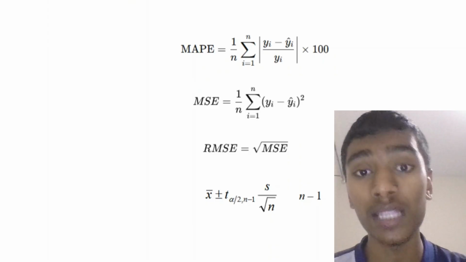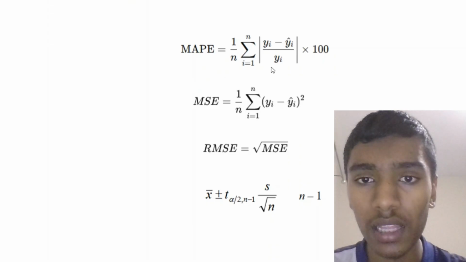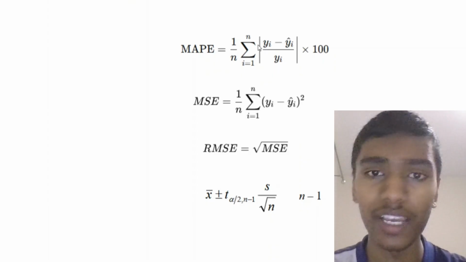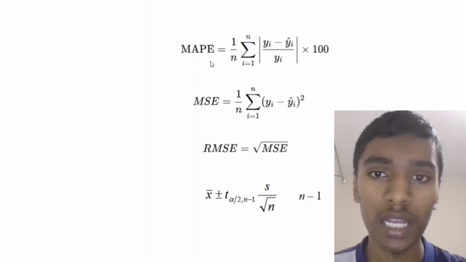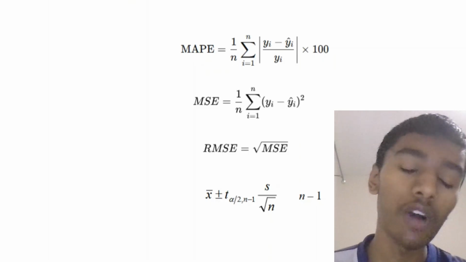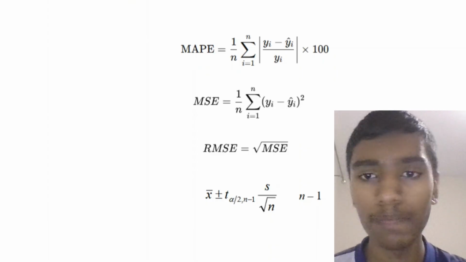Now, if you want to calculate the absolute percent error for a single instance, you just follow everything past this line. But if you want to calculate the mean absolute percent error, then you take the sum of all the individual errors and divide it by the number of instances. Okay, so there you go.